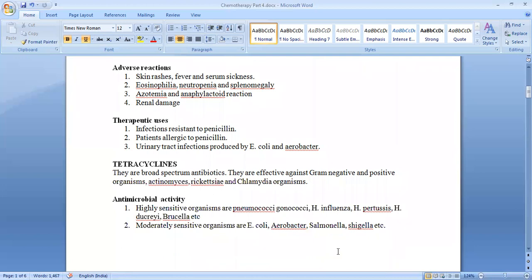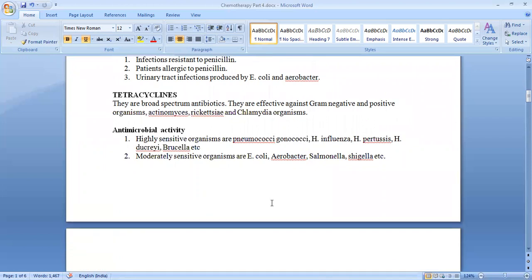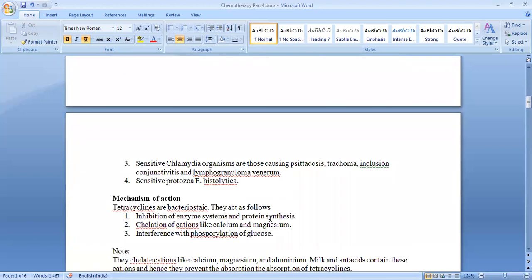Next category are the tetracyclines. They are also broad spectrum antibiotics, and their activity is different against different organisms. So here there is a list, you can go through that in the notes. What organisms are highly sensitive to this drug, which organisms are moderately sensitive, right? Like that. Mechanism of action is they are bacteriostatic in nature. So their action is not going to be killing the bacteria. They are going to only inhibit and prevent the further growth and multiplication of the bacteria.